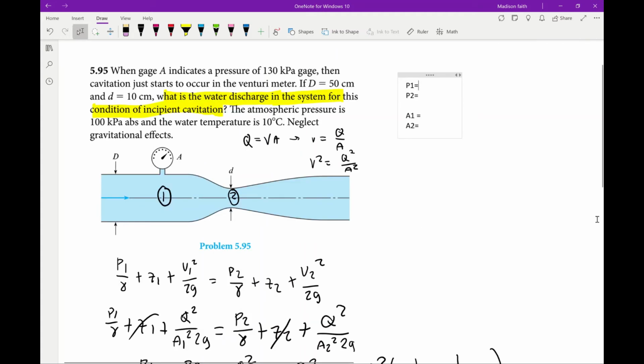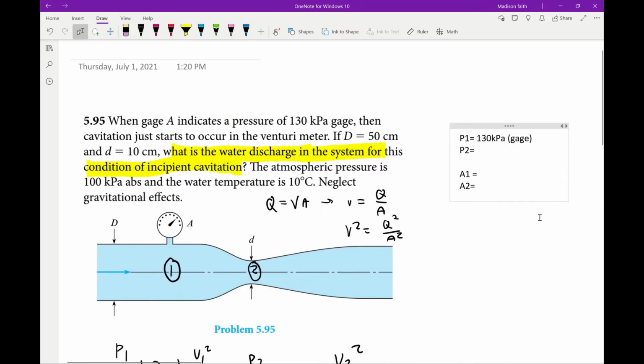Okay, let's find P1 first. So in the problem statement, it actually tells us the pressure at our point 1, which is where A is, basically. It tells us the gauge pressure is 130 kPa gauge, lowercase k. And it's important to note that it's gauge pressure, not absolute pressure.